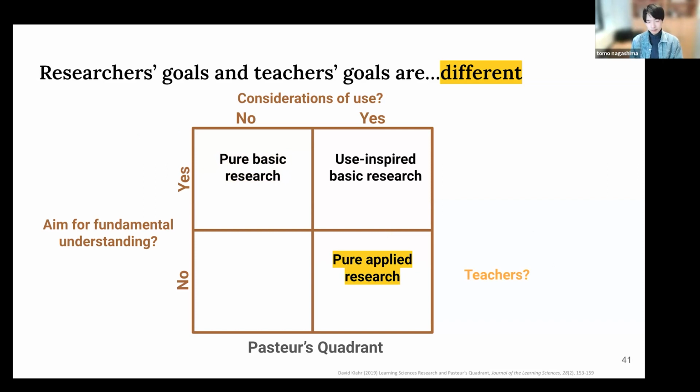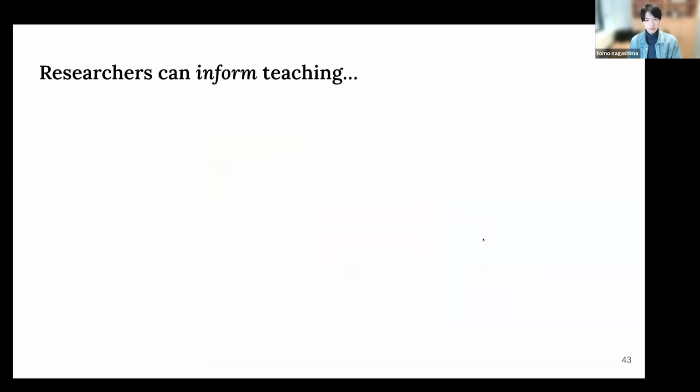They don't really care about how this would advance general understanding of how people learn. They care about things that would work for their students. But ideally, we want to try to advance both. And that's something that I'm trying to do.